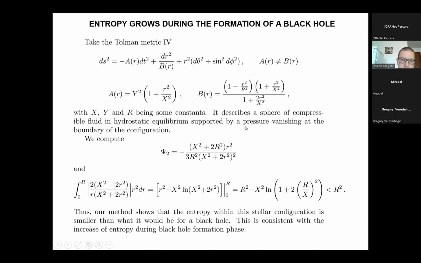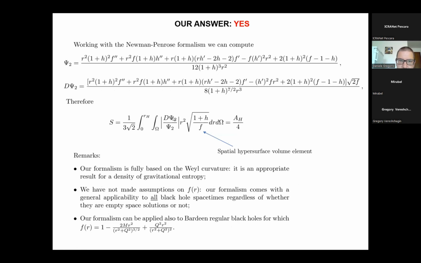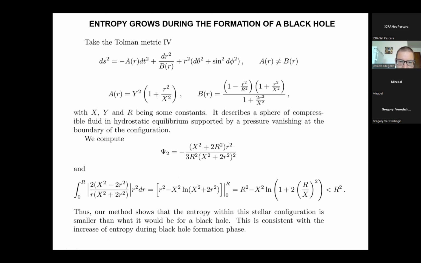So we computed the Newman-Penrose quantity psi2, and then we applied our formalism for computing gravitational entropy, using this mathematical formula, but applied to the Tolman star configuration. And this integral can be computed analytically, and you see it is given by r squared, so by the area of the surface, minus a quantity which is for sure positive. And so we found that our formalism for a star configuration delivers that the entropy is not maximized.